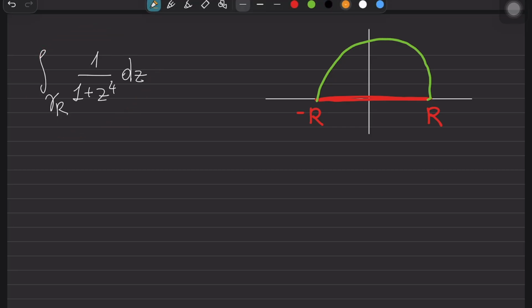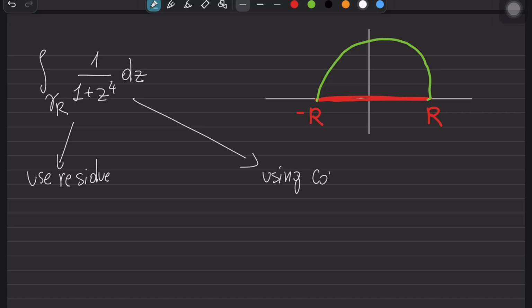One is using residues. Here we're going to use residues, because this is a closed contour and we can compute it using residues. And on the other hand, we're going to compute it using contour integration.